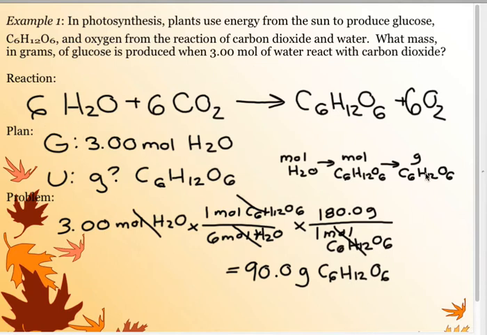And then the other thing I need is my grams of glucose. So I'm looking at my molar mass, and 1 mole of glucose on the periodic table happens to weigh exactly 180 grams. So make sure that everything cancels. Moles of water canceled, moles of glucose canceled. I'm going to end up in grams of glucose. Do the math, and you should get exactly 90.0 grams of glucose, and we have 3 sig figs because of the given measurement of the 3 moles of water.